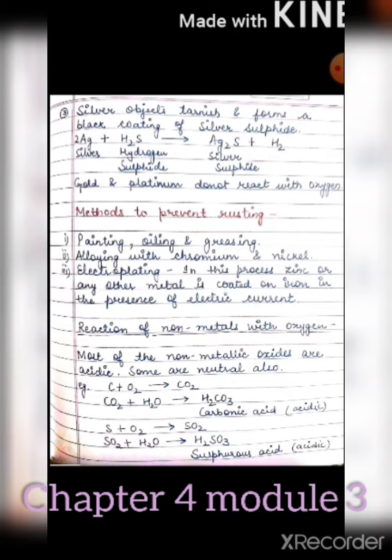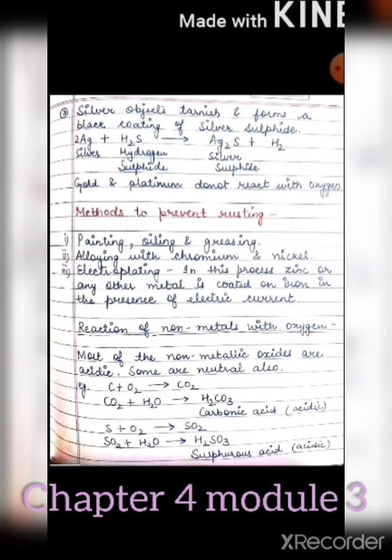It is mainly with silver, and it does not corrode due to oxygen, carbon dioxide or water moisture in the atmosphere. It only happens when hydrogen sulfide gas is present in the atmosphere. So it will form a black coating on the silver object, that is tarnishing of silver, and it will form Ag2S, silver sulfide, plus H2 gas will be liberated. Gold and platinum do not react with oxygen, it is written here.